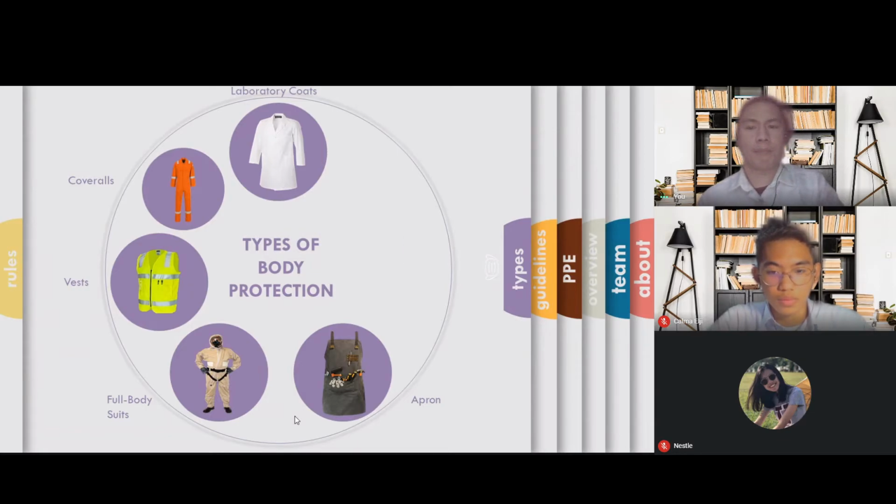For the next type, surgical gown. Most likely nakikita nyo sa mga hospitals and laboratories. Suot rin yan ng mga doctors and nurses, and also nakikita nyo rin yan sa mga ICUs.